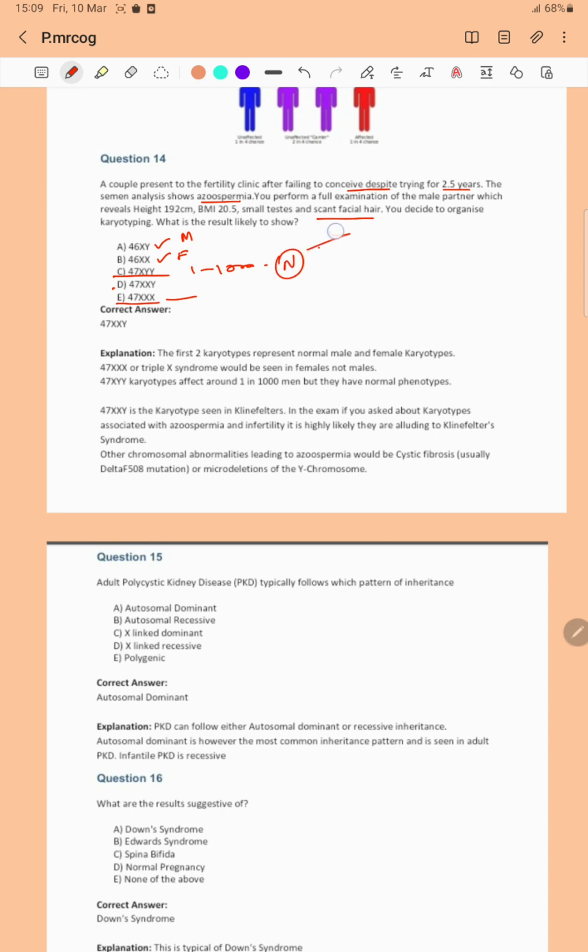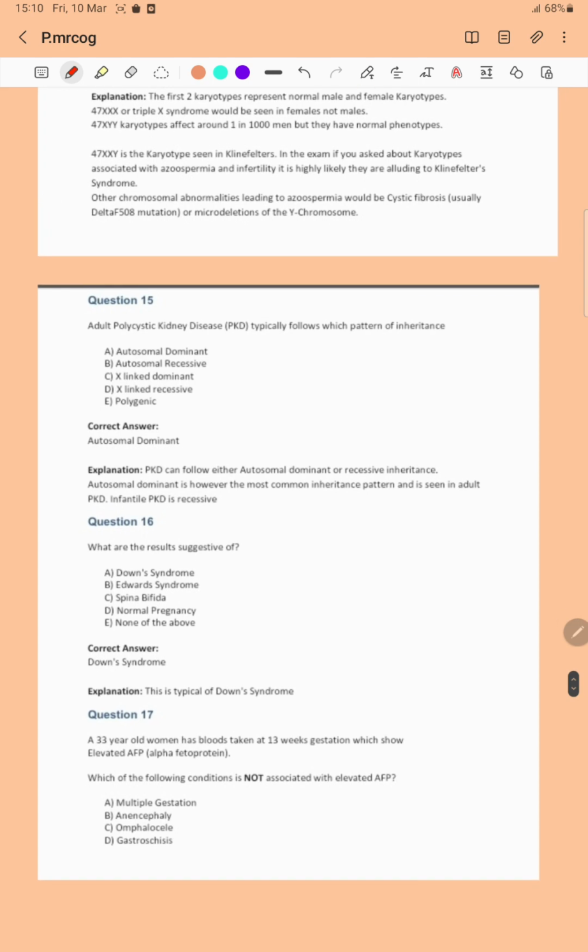And here they have different phenotypes, like small testes and scant facial hair. So the answer is 47XXY, which is seen in men with Klinefelter syndrome. And in the examination, if you are asked about the karyotype associated with azoospermia and infertility, they are highly likely asking about Klinefelter syndrome. Other abnormalities that lead to azoospermia are cystic fibrosis and microdeletion of the Y chromosome. So let's move to the next question.